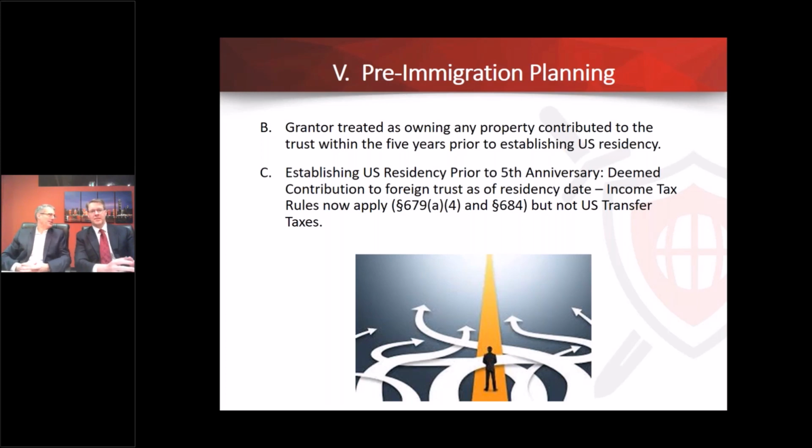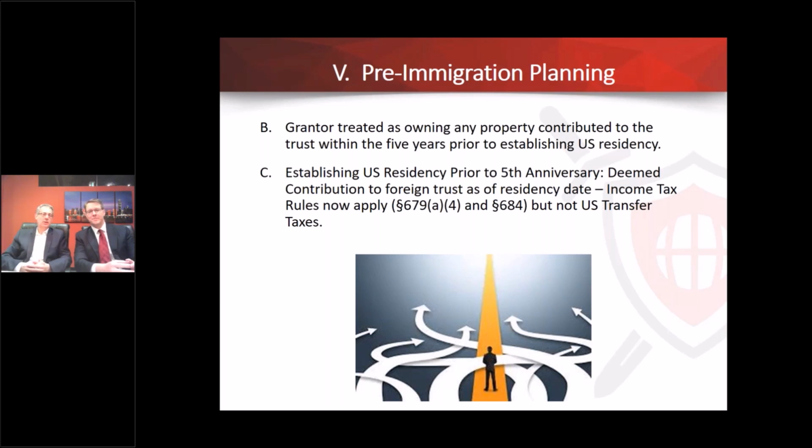This is pretty good. Yeah, this is interesting. Because this is what we see a lot: even if they think that they've planned and they've made gifts, if they create a foreign trust, so you have a non-resident alien, they fund a foreign trust that fails the 2 tests that we had before. Then they decide to obtain residency in the United States. Well, if they come in within 5 years from funding the trust, for income tax reasons, it's a deemed contribution on the date that they obtained their residency.